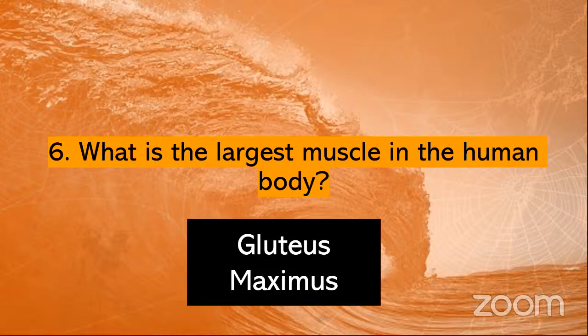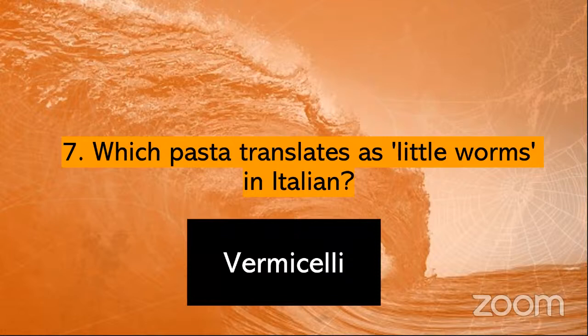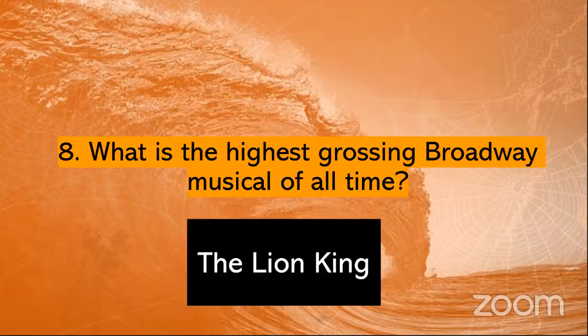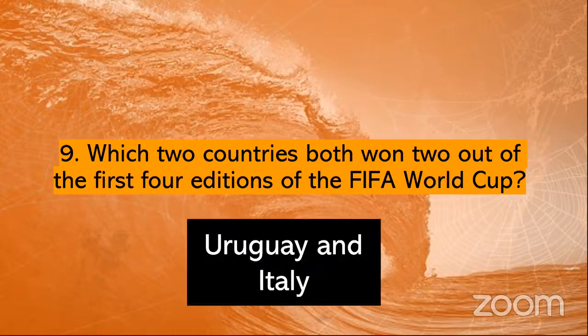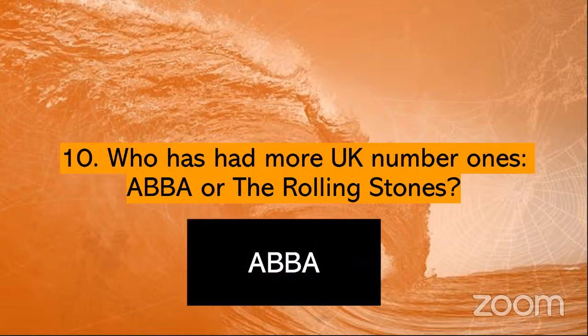Skin is the largest organ, largest muscle. Gluteus Maximus. Then we had Vermicelli. Brave if you went for it. This is the Lion King. Then we had, you need both of these for the point, Uruguay and Italy. And this is by only one, ABBA.